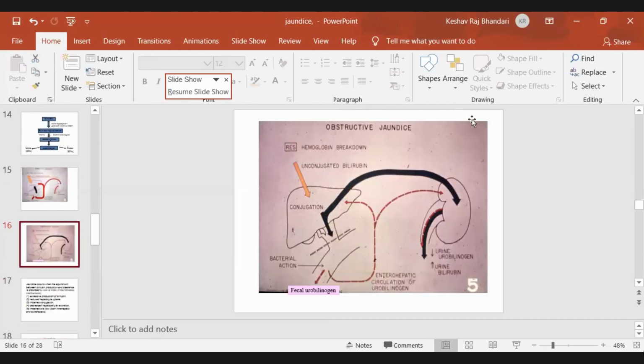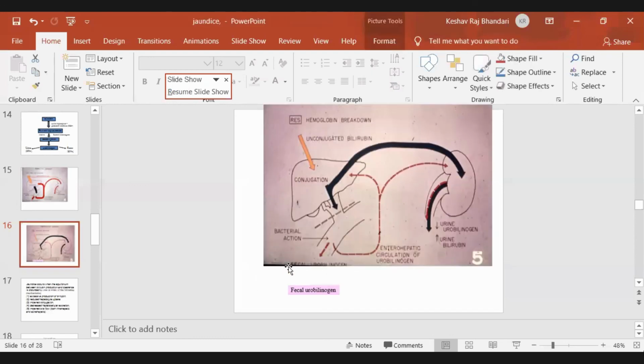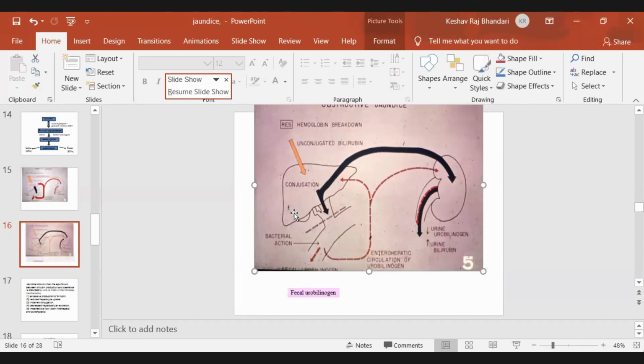This is in obstructive jaundice. I told you it can be intrahepatic obstruction or extrahepatic obstruction. Here there is obstruction in the bile duct. So all the bilirubin after conjugation, conjugation has taken place. In the previous one, conjugation had not taken place, so it was all unconjugated bilirubin. So here conjugation has taken place, so a lot of bilirubin will appear in the urine. So urine bilirubin is increased. Urobilinogen will be decreased because bilirubin is not coming to the intestine, so it will not be formed. So there will be less stercobilinogen and less urobilinogen because the enterohepatic circulation of the urobilinogen is not there.